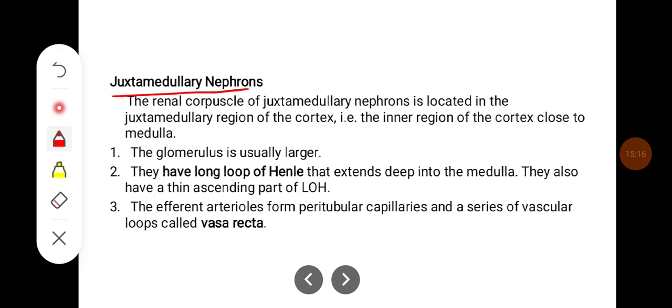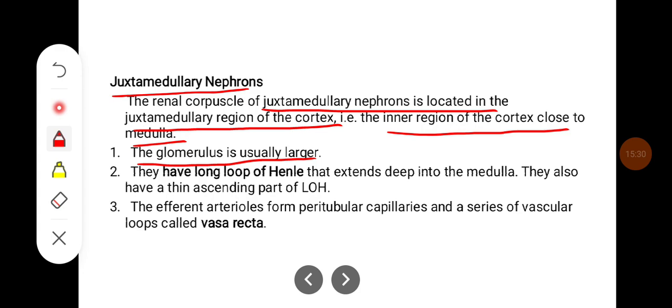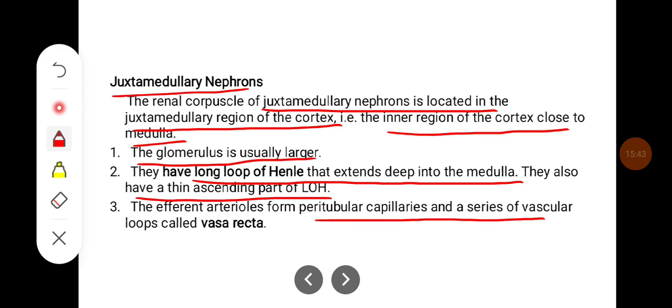Juxtamedullary nephrons. The renal corpuscles of juxtamedullary nephrons are located in the juxtamedullary region of the cortex, that is, the inner region of the cortex close to the medulla. The glomerulus is usually larger. They have a loop of Henle that extends deep into the medulla. They also have a thin ascending part of the loop of Henle. The efferent arterioles form peritubular capillaries and a series of vascular loops which are called vasa recta.